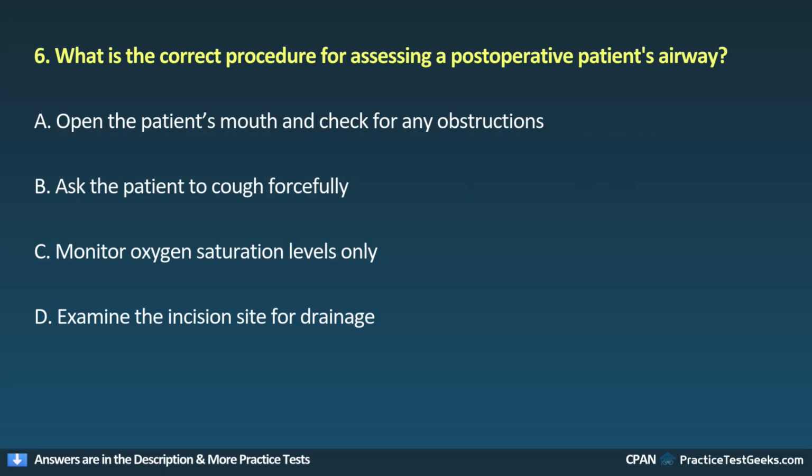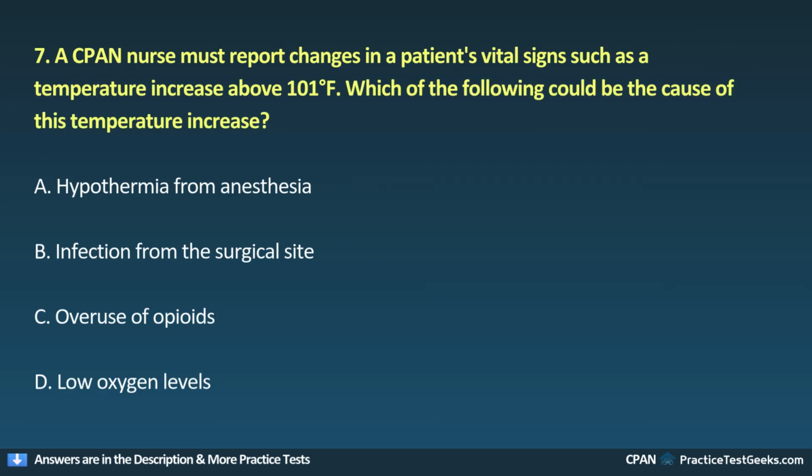6. What is the correct procedure for assessing a postoperative patient's airway? A. Open the patient's mouth and check for any obstructions. B. Ask the patient to cough forcefully. C. Monitor oxygen saturation levels only. D. Examine the incision site for drainage.